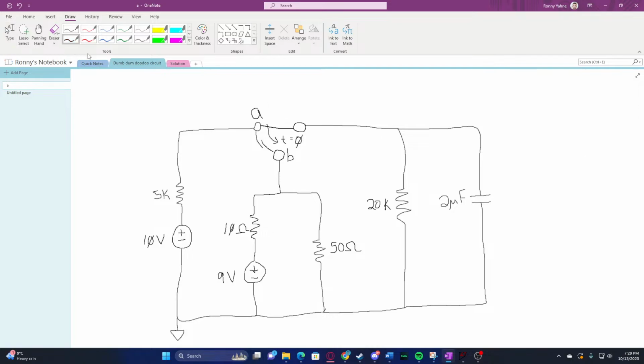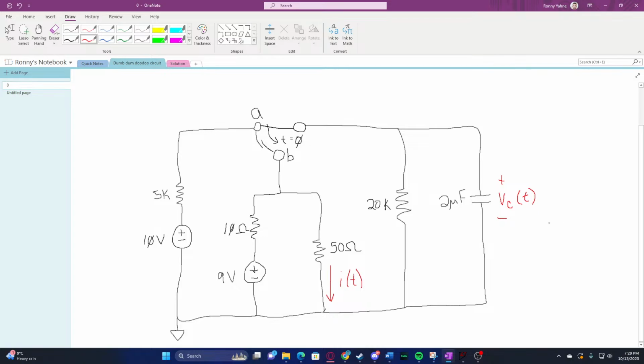But the question is, let me use red. Let me change up the color here. So what you have is two things it wants you to find. There's the current through this 50 ohm resistor through this branch that they call I of t. So they're talking about a current over a certain time, hence the t. And then they also refer to this voltage over the capacitor in terms of time.